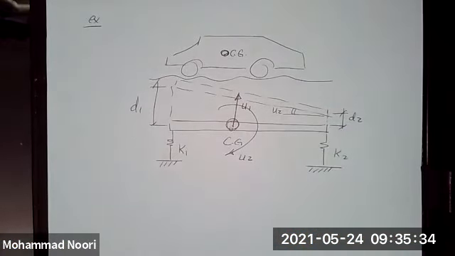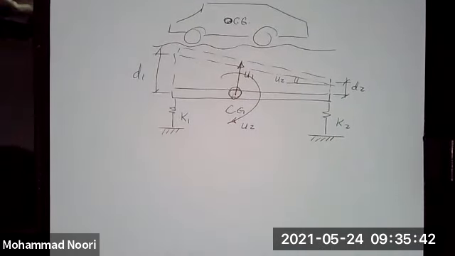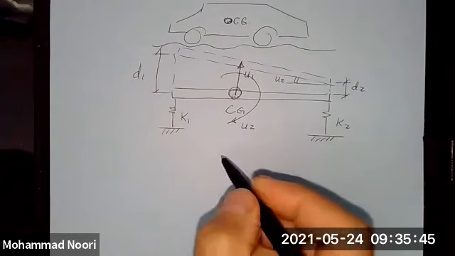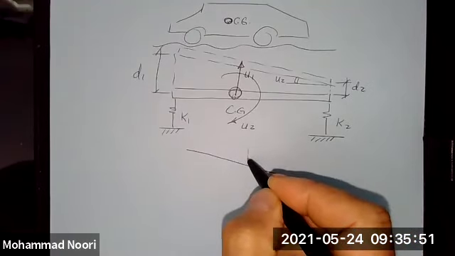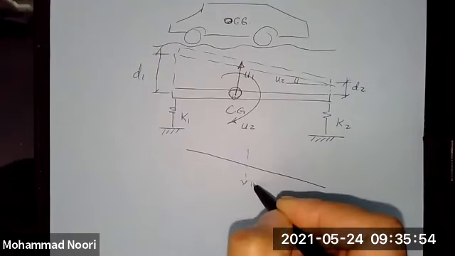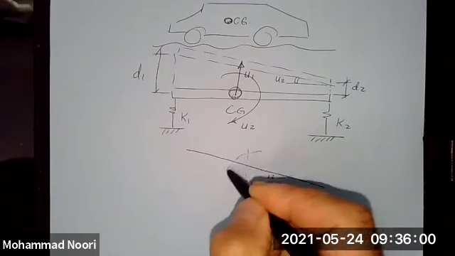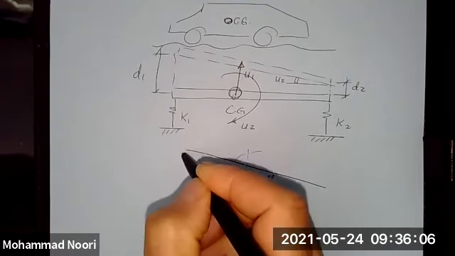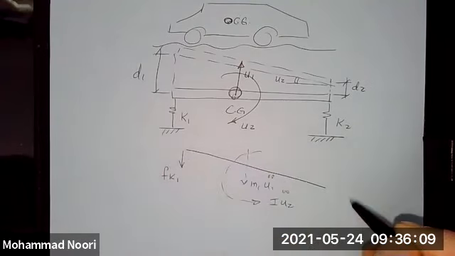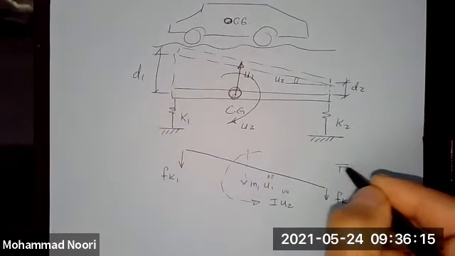So this is the model, and we want to set up the equation of motion, and we use again the free body diagram, the second law. So in other words, the free body diagram that we are considering would be this. You have this inertial force M1 U1 double dot. You have this inertial force, which is I U2 double dot. You have the force of this spring and the force of this spring. So this is the free body diagram of the car.